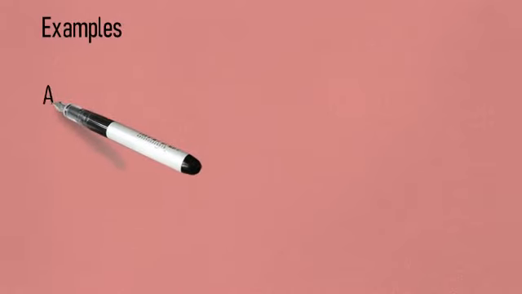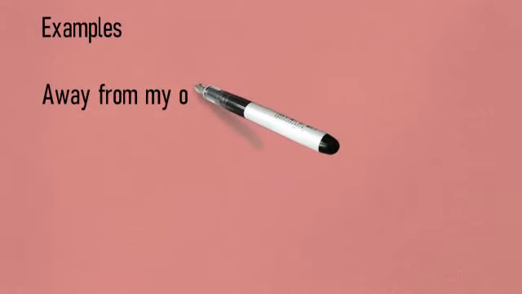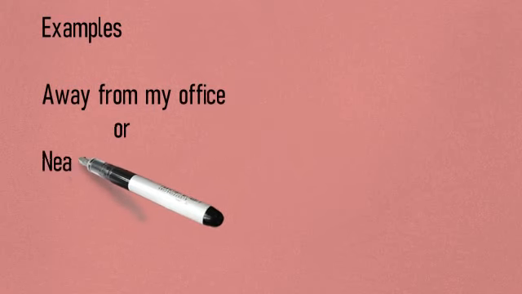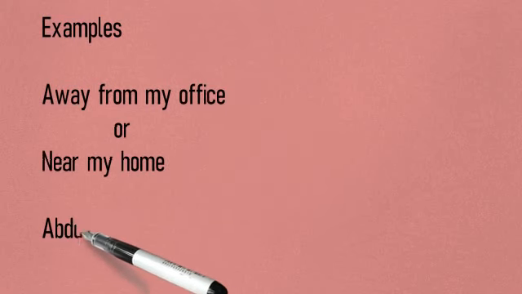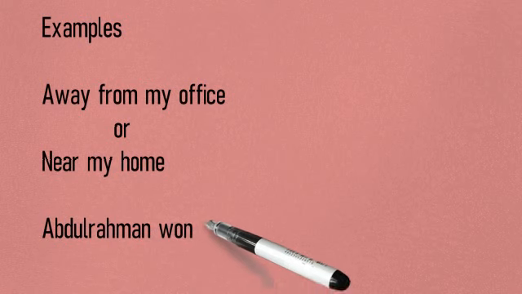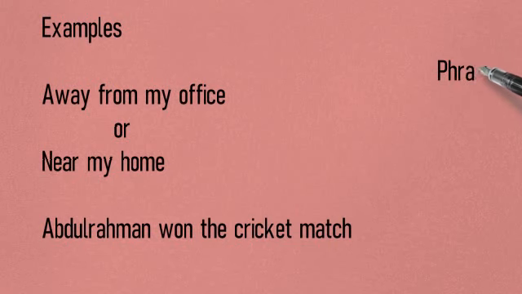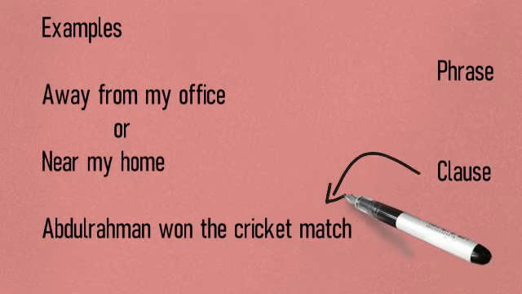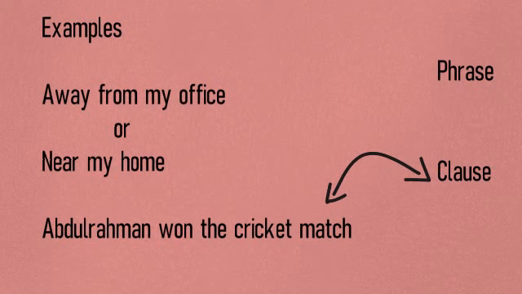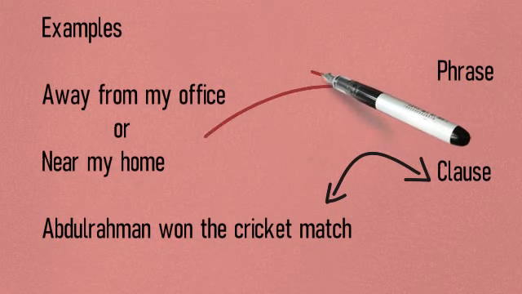So now let's look at these examples. Away from my office, and the second one, Abdul Rahman won the cricket match. So you can see that both of these are meaningful, but one of them is a phrase and the other one is a clause. So what's the difference? Here, away from my office is a phrase, while the second one is a clause.